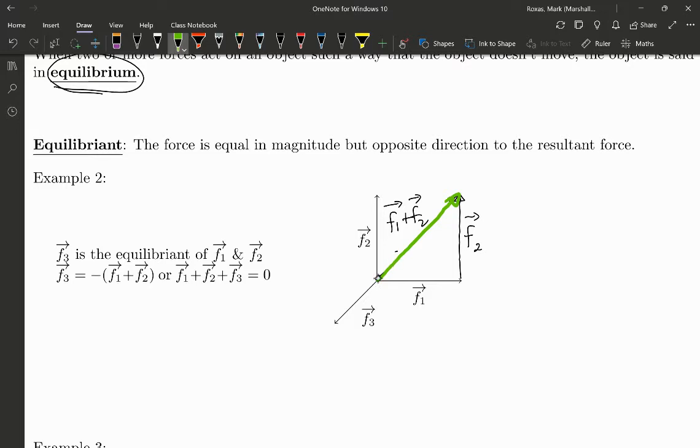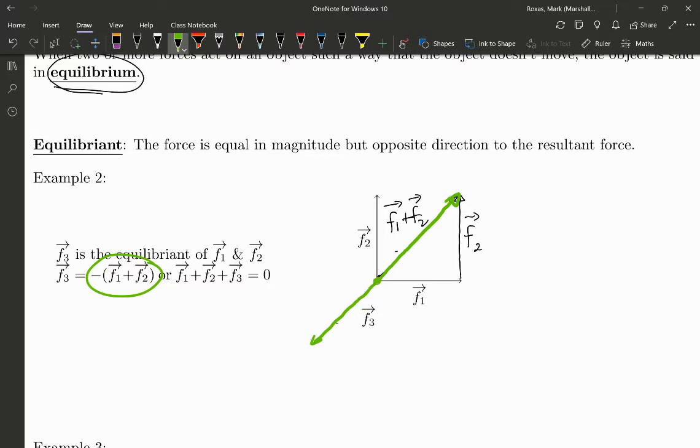is equal to F3. I should actually make F3 a little bit longer, so let's say F3 is just a little bit longer, to match the magnitude. So F3 is equal to the opposite of F1 plus F2. So this is my F3 force.